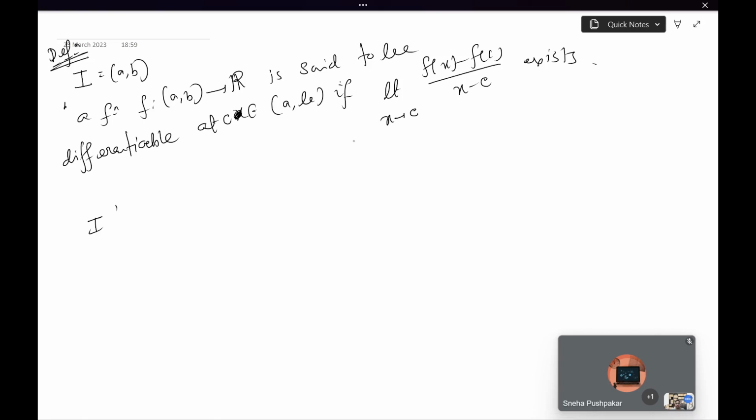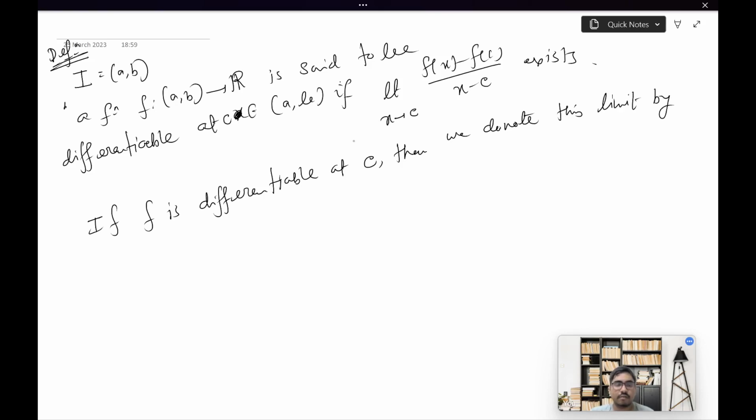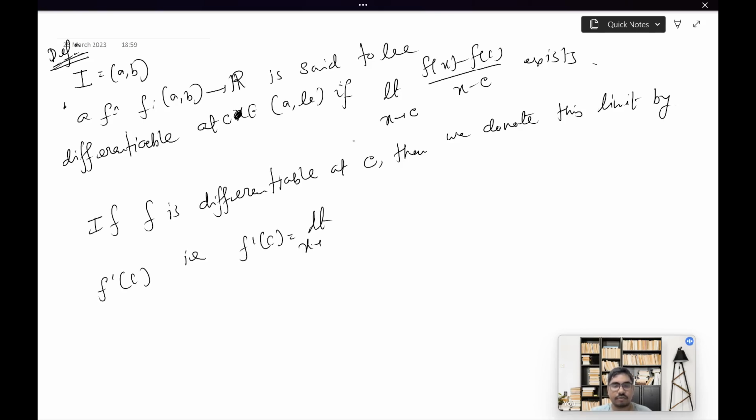And if f is differentiable at c, then we denote this limit by f dash, that is f dash c is equal to the limit as x goes to c of (f(x) minus f(c)) by (x minus c). Okay.